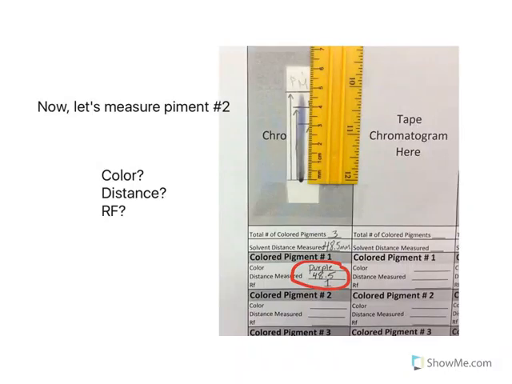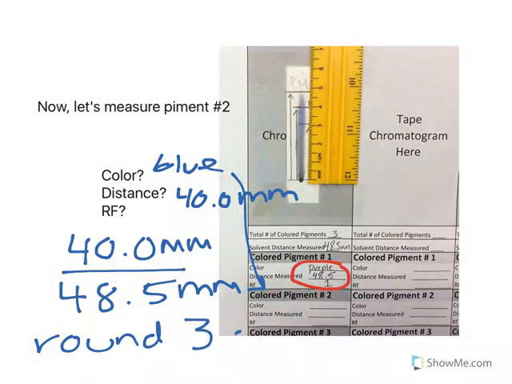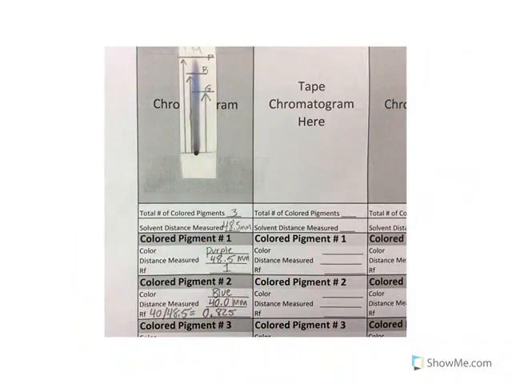Now let's go ahead and measure pigment number 2. Sorry, that says pigment, but it should say pigment number 2. So for this one, I first have to decide what my color is. And for this pigment, our color was blue. So I'm going to go ahead and write that down here where it says color. My distance, when I use my ruler, comes out to exactly 40.0 millimeters. Now for my RF value, I'm going to take my pigment distance, which is 40.0 millimeters, and I'm going to put it over my solvent distance, which is 48.5 millimeters, and I'm going to divide both of those. Once I divide them, I'm going to round to 3 decimals. So I'm going to plug those into my calculator, and when I do that, I get 0.825, and you can see all of the work I did for color pigment number 2 right here.